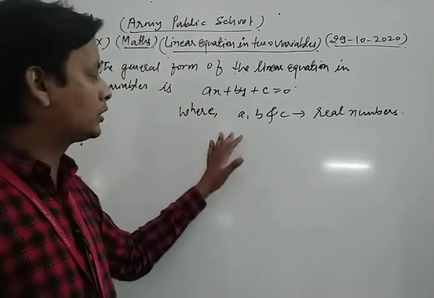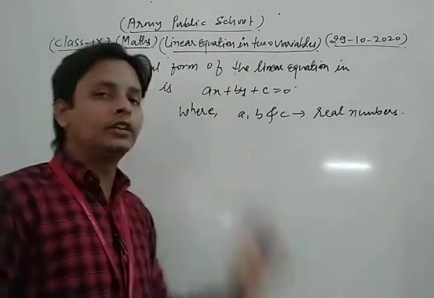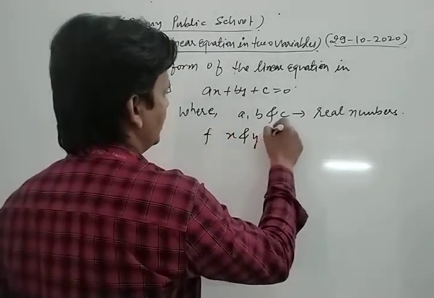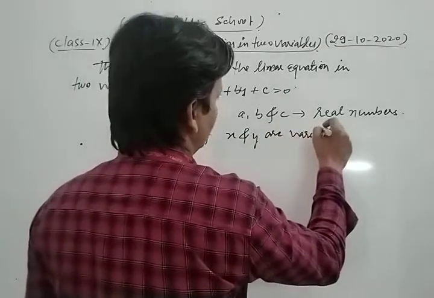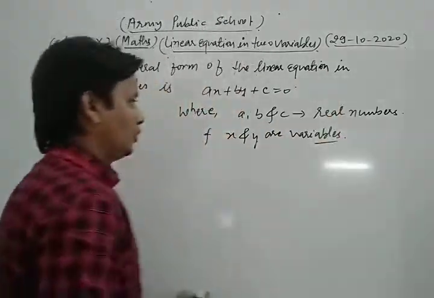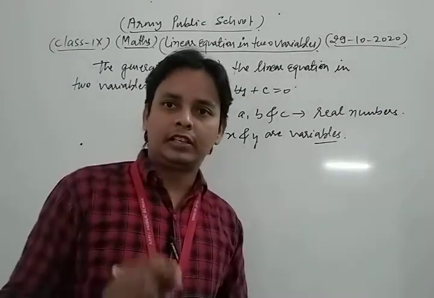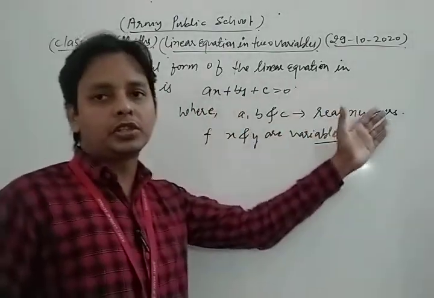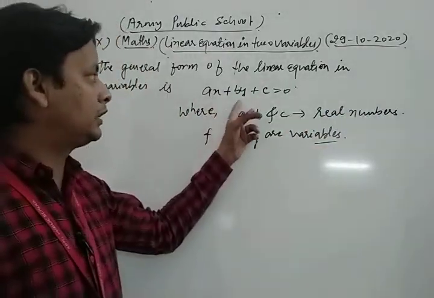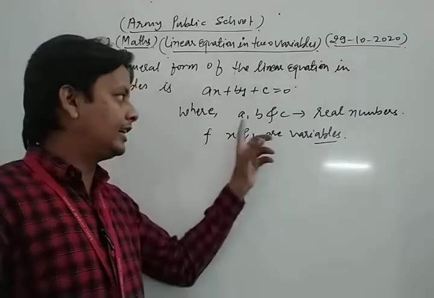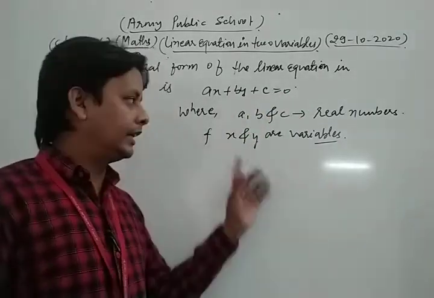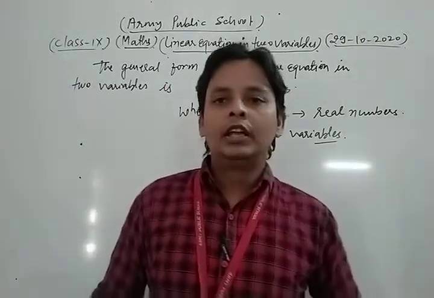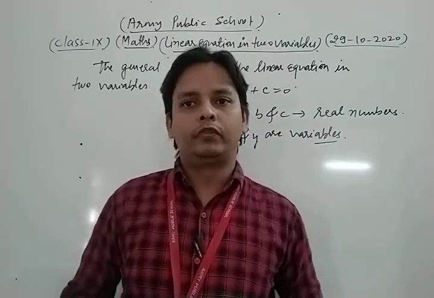This is a very important concept of linear equations, and x and y are variables. Listen carefully once more, dear students. The general form of the linear equation in two variables is ax plus by plus c equals 0, where a, b, c are real numbers and x and y are variables.